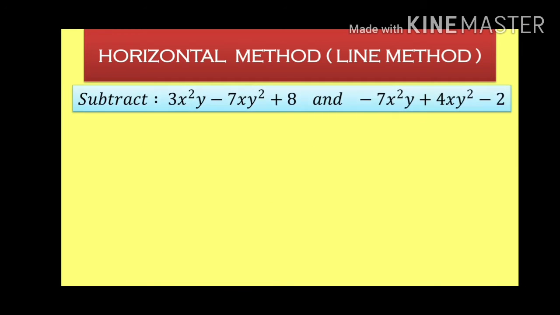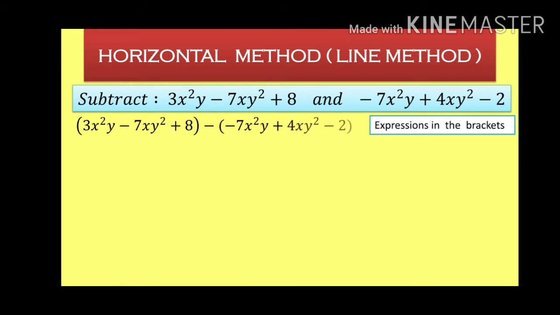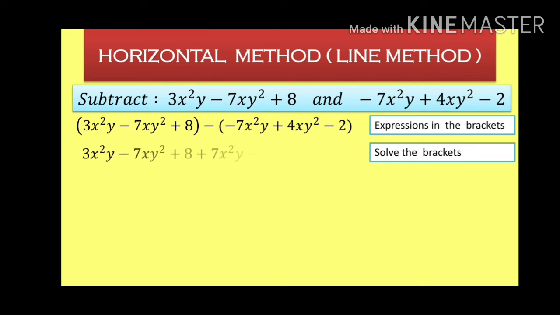Let's take another question. Now subtract 3x square y minus 7xy square plus 8 and minus 7x square y plus 4xy square minus 2. So when you're subtracting, same thing, we'll put them in the brackets. Now in the middle we have a subtraction symbol. Now here, solving the brackets, there is a negative sign, so we have to use it.